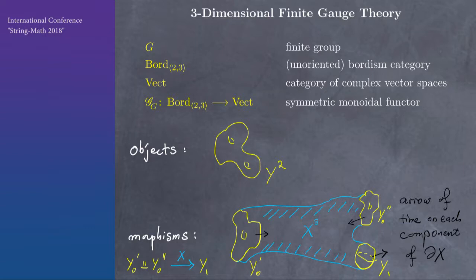A morphism from a two-manifold Y0 to a two-manifold Y1 is a three-dimensional compact manifold with boundary, and the boundary is written as the disjoint union of Y0, which in this picture has two components, and Y1. On the boundary, we give a little arrow that tells us whether that boundary component is in the domain or in the codomain, whether it's incoming or outgoing. And of course, we compose by gluing bordisms. That's the domain, and the codomain is the category of complex vector spaces and linear maps between them.